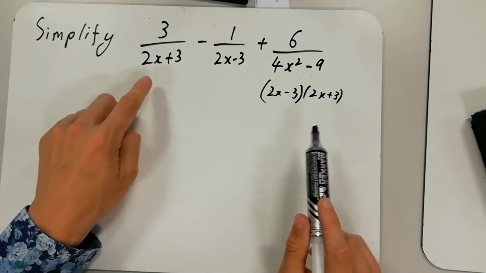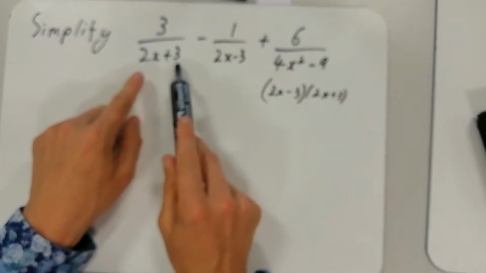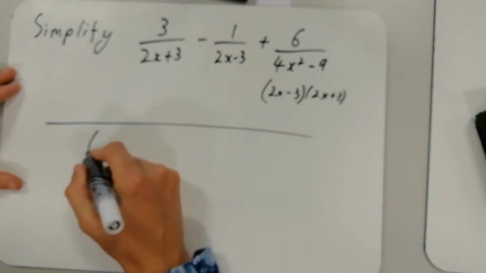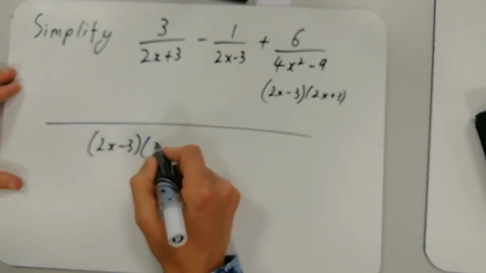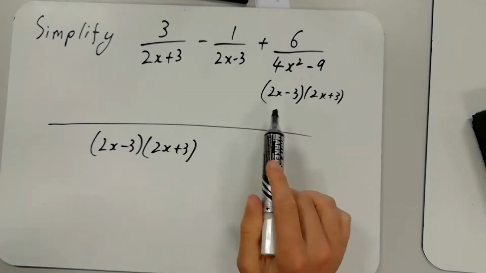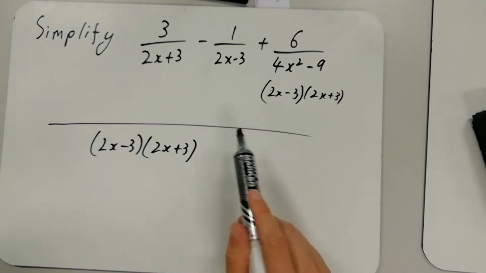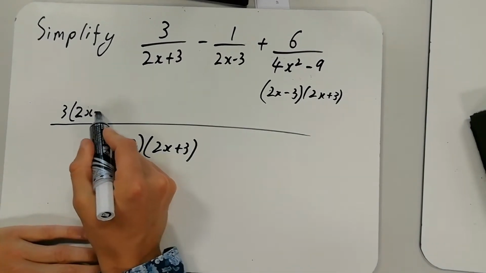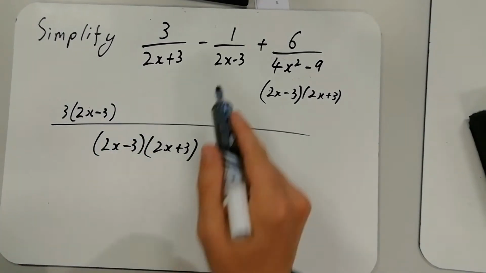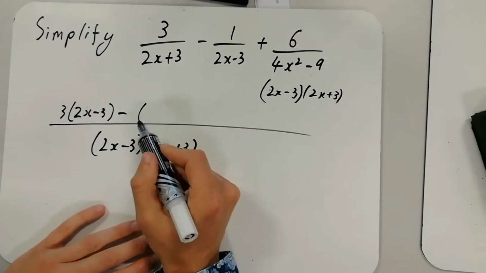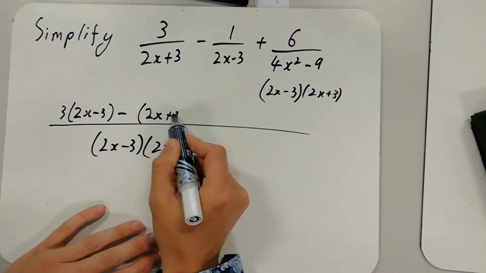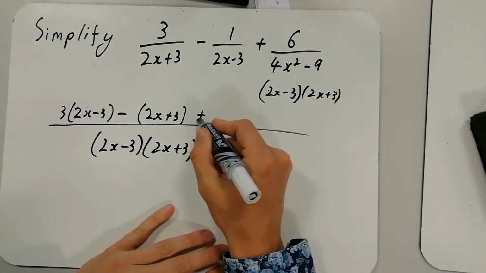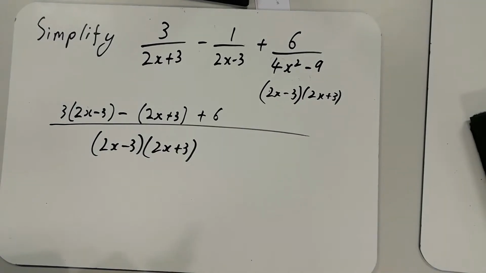It's not going to be a cubic or a quartic, because I already have factors of 2x plus 3, 2x minus 3 here. So when I get a common denominator, I can just use 2x minus 3, 2x plus 3. I only need to multiply this fraction here by its missing factor, 2x minus 3. Similar here, I only need to multiply by the missing factor, 2x plus 3. And in fact this one has both of the factors which are required. So that doesn't need to change, it can still just be plus 6.